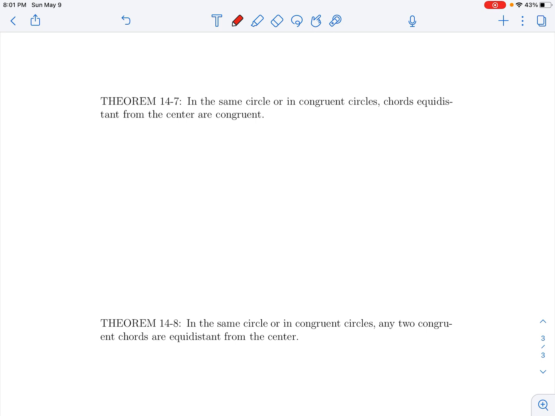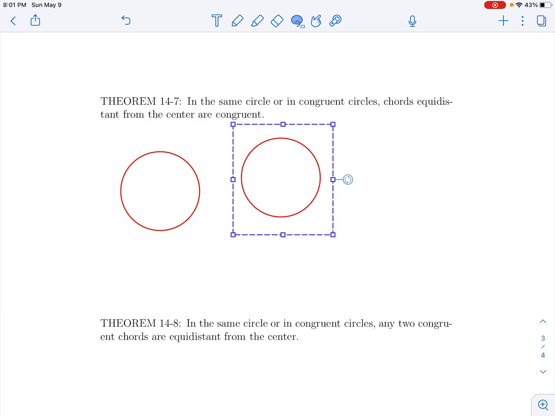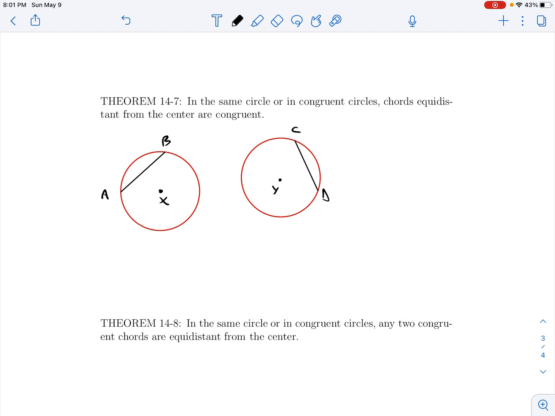In the same circle or in congruent circles, chords equidistant from the center are congruent. So let's suppose I have a pair of congruent circles. So these 2 circles are exactly the same size. And let's suppose that I have chords that are equidistant from the centers. So here's a chord, and here's a chord. So here's A, here's B, here's C, here's D. Here's X, the center of this circle. Here's Y, the center of this circle.